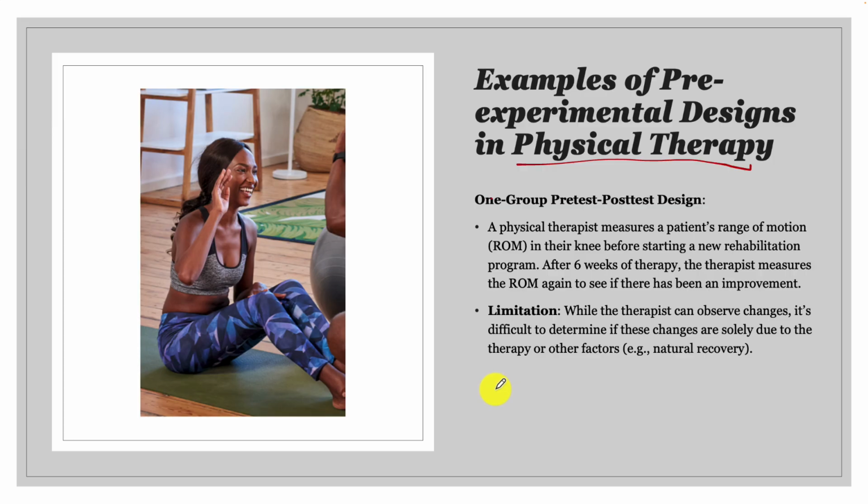Okay, so again, we're doing a one group pre-test, post-test. That would look like observation, experiment, observation. Did the intervention here actually improve range of motion after 6 weeks? Now, what is the limitation of this? Well, we can observe these changes, but it's difficult to determine if these changes are solely due to therapy and other factors, such as natural recovery. So this is why we always want to have a control group, and some of the papers that we've been looking at haven't been doing a good job of that.